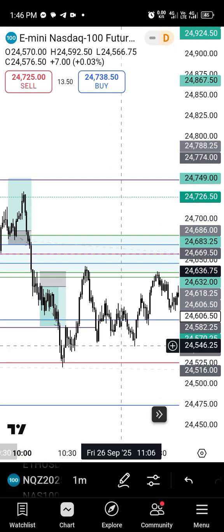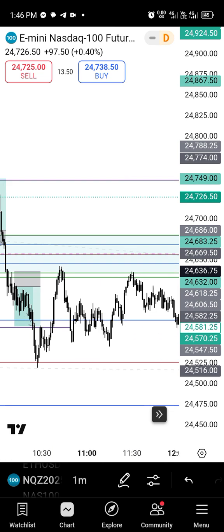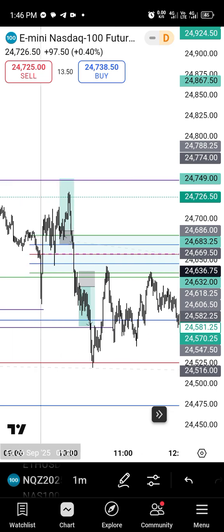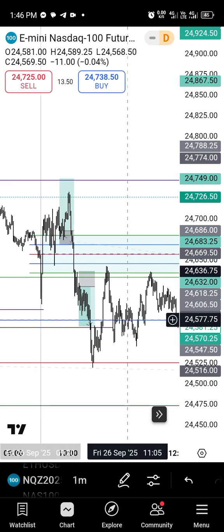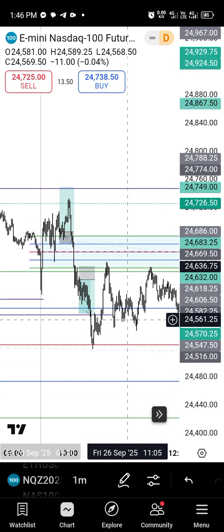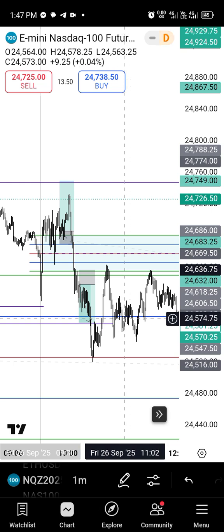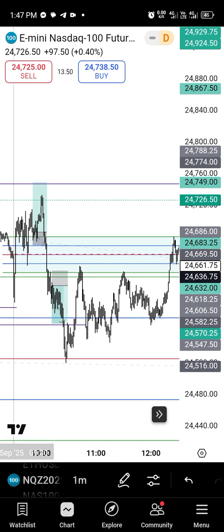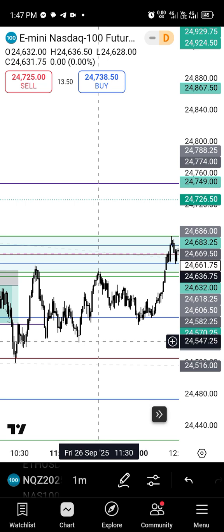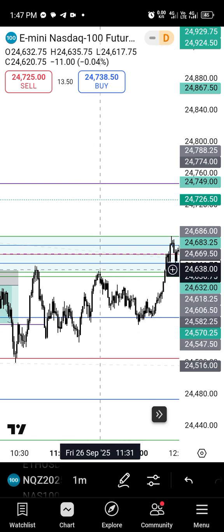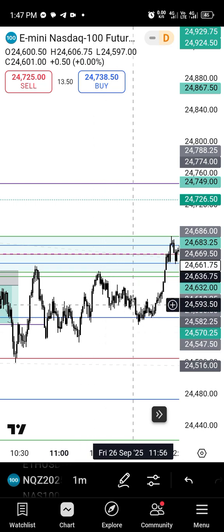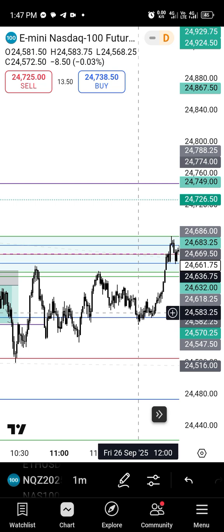Then you can see how it reacted off of this consequent encroachment, went back to the first presented fair value gap, came back to the higher quadrant of our discount week. It was just consolidating between the first presented fair value gap and the higher quadrant.